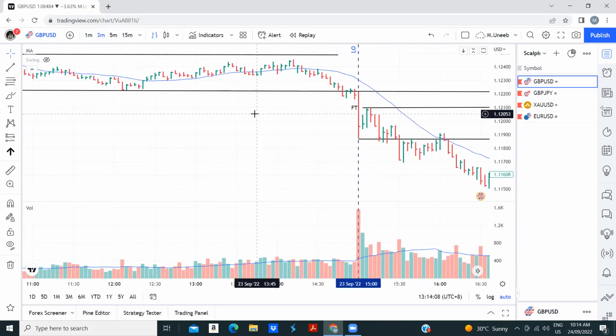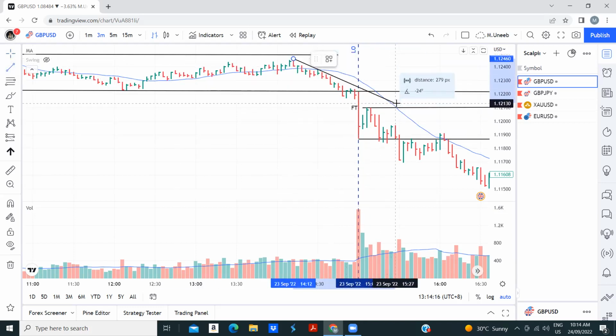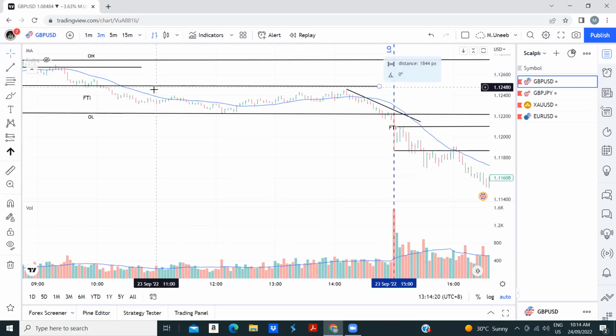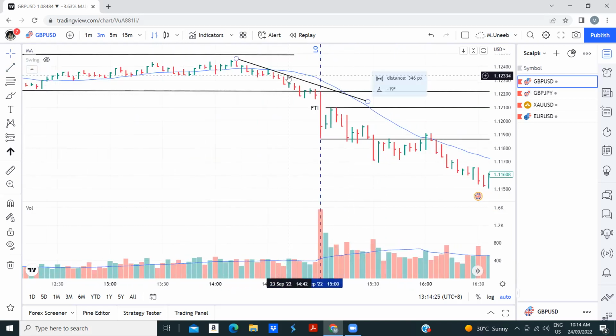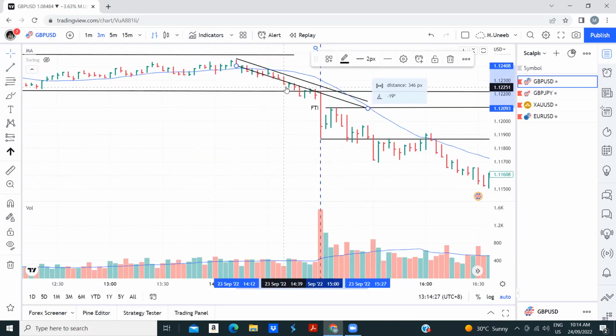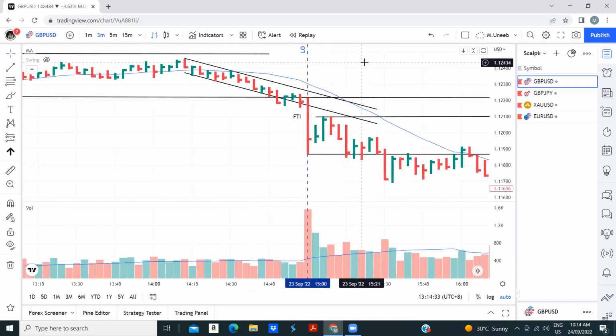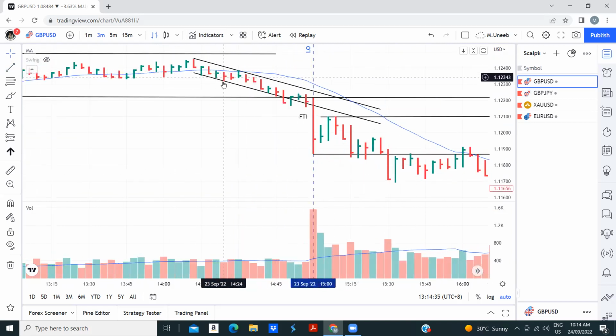And one more thing you can do here, you can see if you can find any structure. The price just breaks down, came back. If you draw the structure from here to here, drawn from the major swing highs, yes, it can be drawn. But it's too narrow a channel.